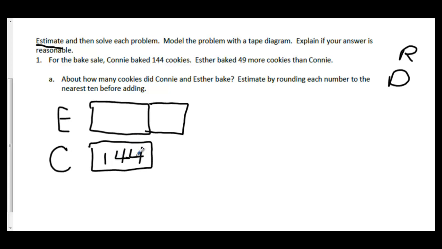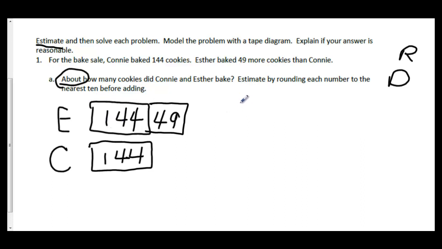Okay, Connie baked 144 cookies, and Esther baked 49 more cookies than Connie. Now, part A says about. So this is a big clue that I'm going to estimate. About how many cookies did Connie and Esther bake? Estimate by rounding each number to the nearest 10 before adding.